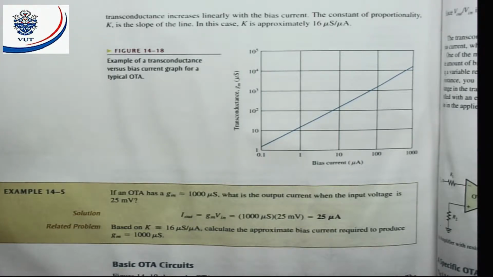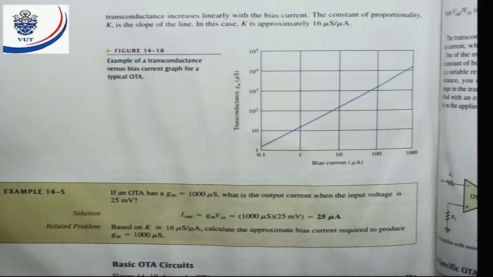Let's have a look at the example. They say if an OTA has a GM of 1,000 microsiemens, what is the output current when the input voltage is 25 millivolts? They give us the input voltage and GM, then I can calculate my current. I out is equal to GM times V in, equal to 1,000 microsiemens times 25 millivolts, and that will give me 25 microamps.